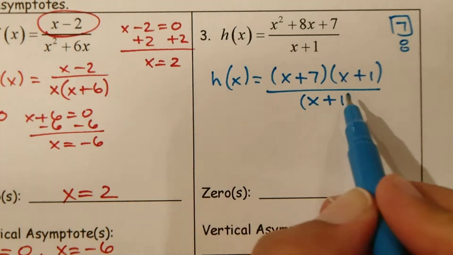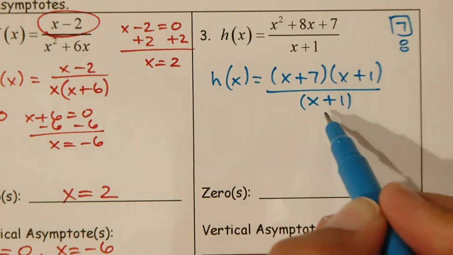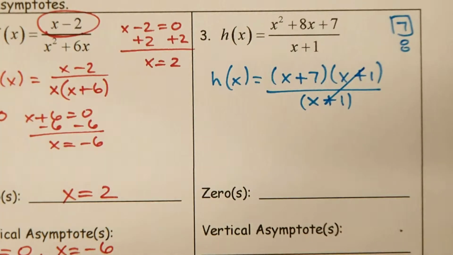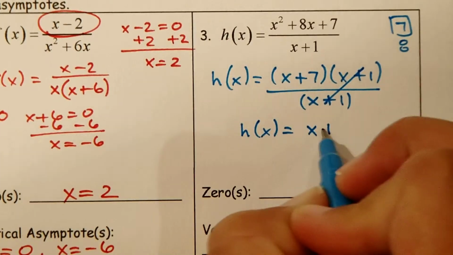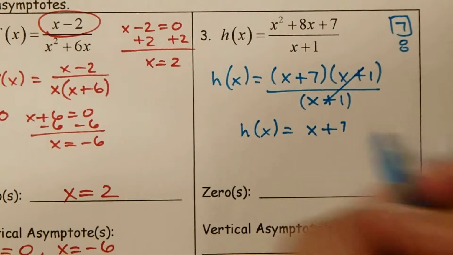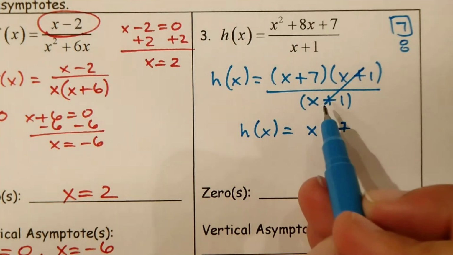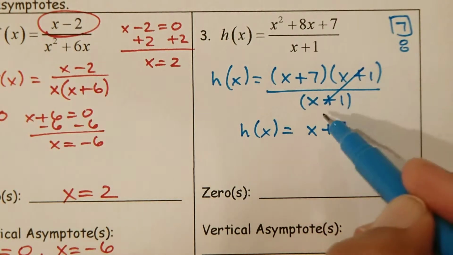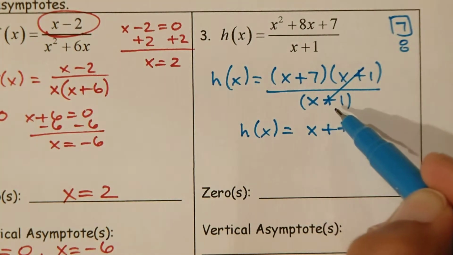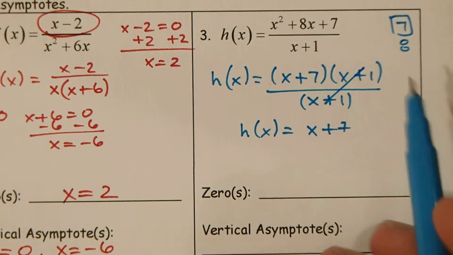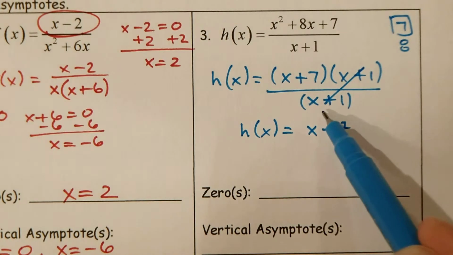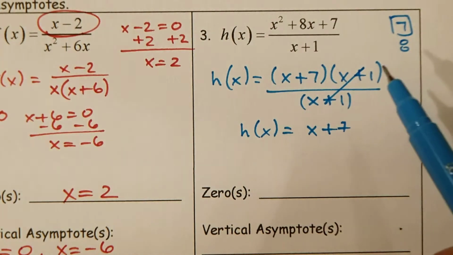So we see something we can reduce here. So these two are going to cancel out. We're left with this function. And that's it for the function because these have reduced. So when we have factors reduced like this, this is what we call a hole. So instead of an asymptote, we're going to have a hole at this point at x equals negative 1, which we'll talk about more later.